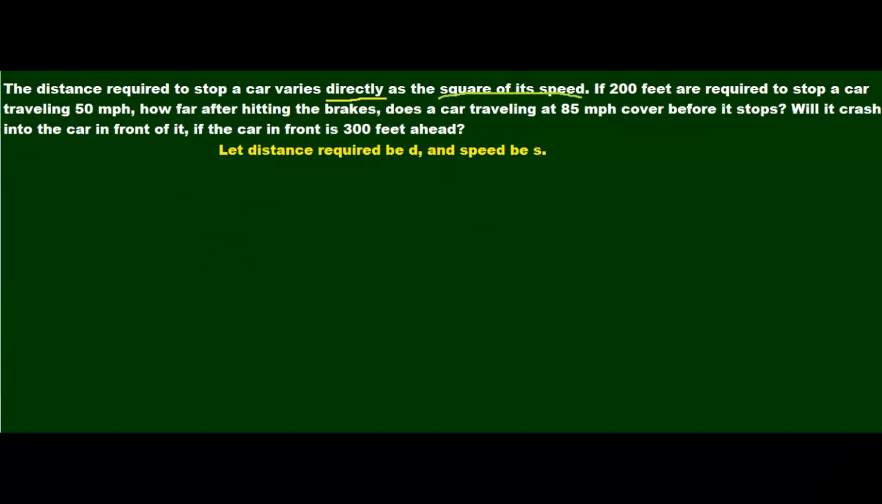So we always want to define our variable. We're going to let the distance be called D and the speed be called S. And we're going to write it as D equals, because it varies directly, D equals K S squared. Distance varies directly with the square of its speed. Okay, so it says 200 feet is required. The K is what we want to find.